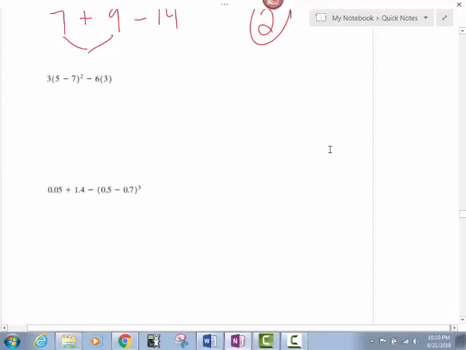Alright, so in our next problem here, I definitely see parentheses. Okay, so I'm going to start writing here. 3. I'm going to do what's in parentheses first. I have $5. I owe you 7. I'm going to owe you 2.